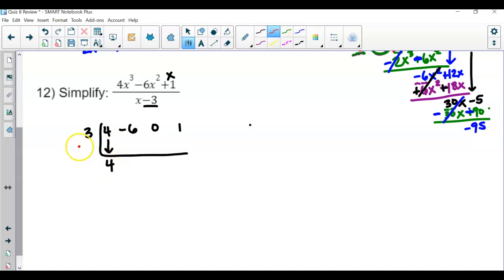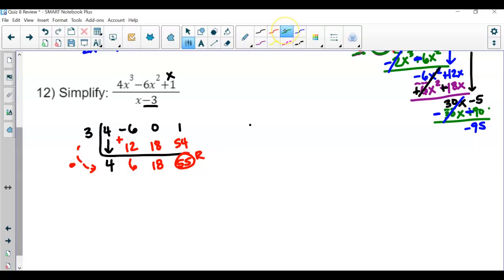Now we can start. Multiply below. 3 times 4 is 12, and add above. Negative 6 plus 12 is 6. Multiply again. 3 times 6, 18. Add above to get 18. 3 times 18, 54. So we have a remainder of 55. So remember, that is your remainder.